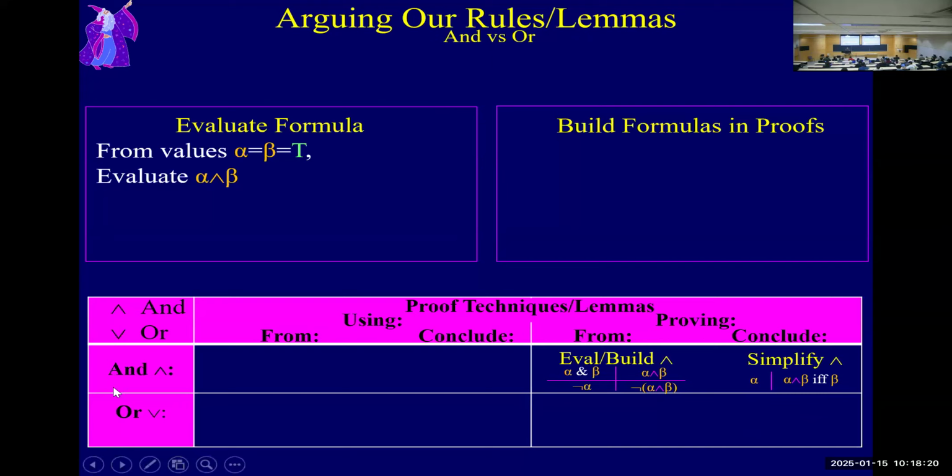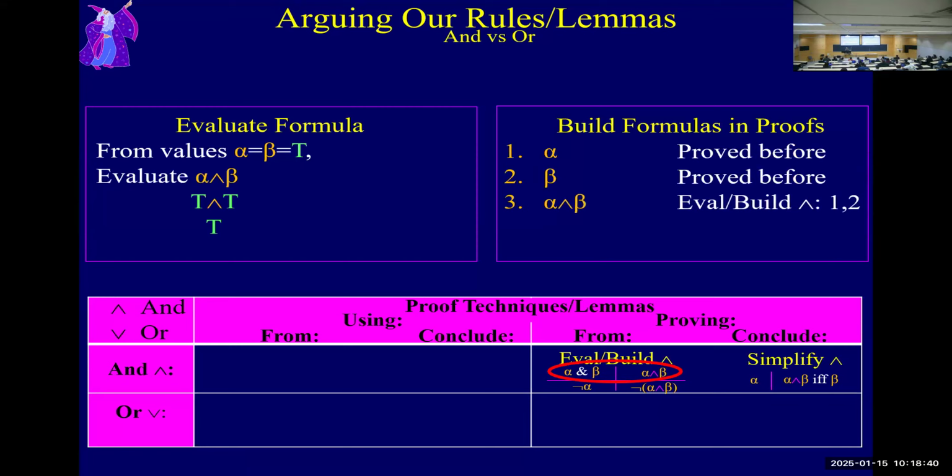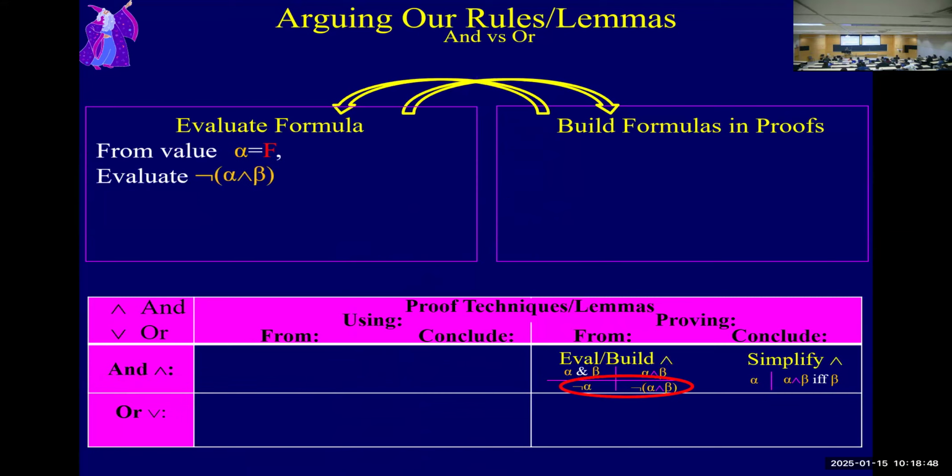I mean, I've sort of said this already, but everything gets in the slides a few times. If I'm told that both are true, then I can evaluate the AND to be true. And if I've proved alpha and beta, then I can have the AND as my next line. And these kind of go together, right?